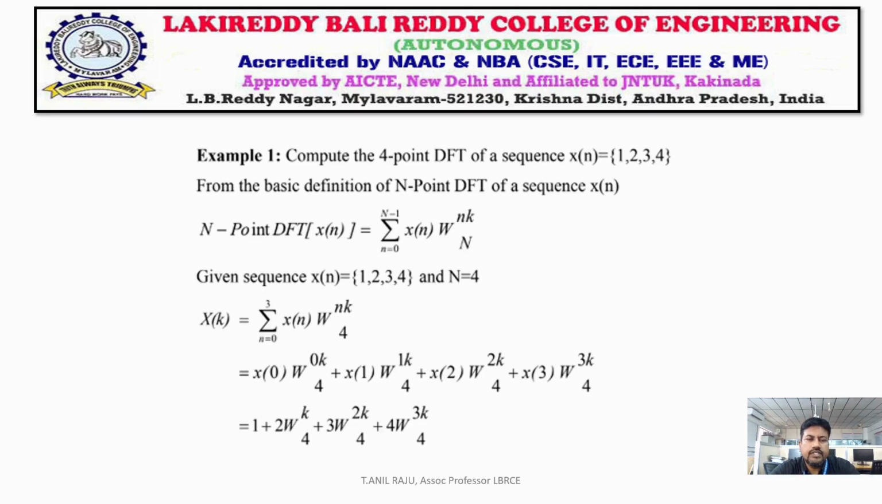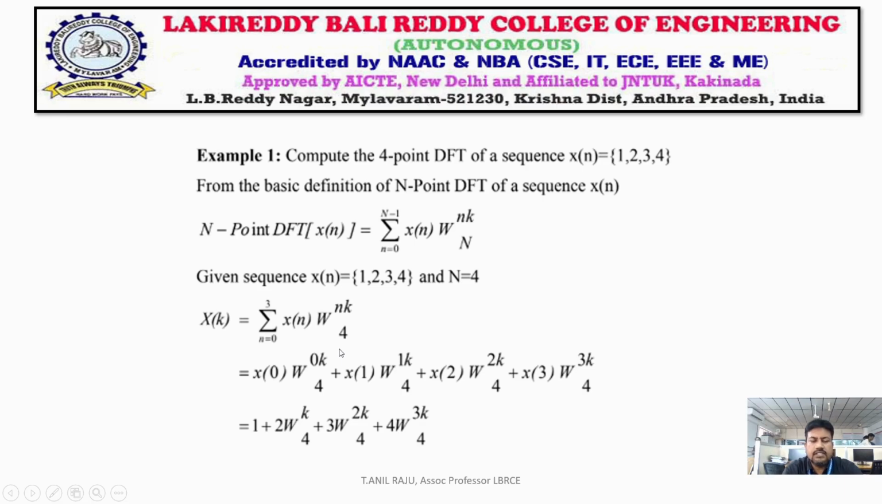So, the computation will be of x of k. First we will write the formula, and before that we give the information on how many samples there are, what the capital N value is. Here we have 4 samples, that is why capital N is equal to 4. X of k, the formula is summation from 0 to 3. Why? Because here capital N is 4, and 4 minus 1 is 3. x of n, W n k of 4.